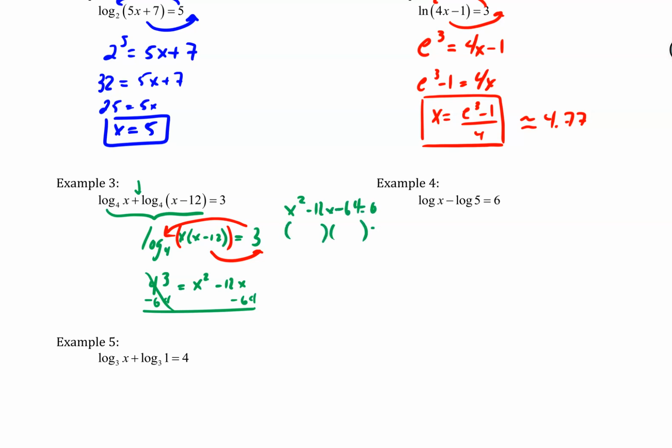I now have something that's factorable. Let's see, 64 factors would be 16 and 4 would work. So x minus 16, x plus 4. We can split this up. So I get x is 16, x is negative 4.